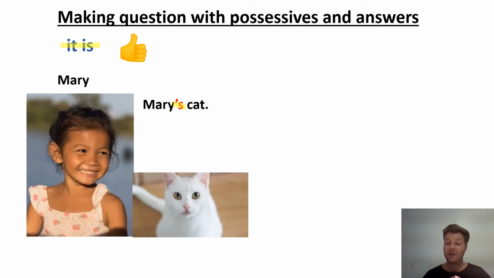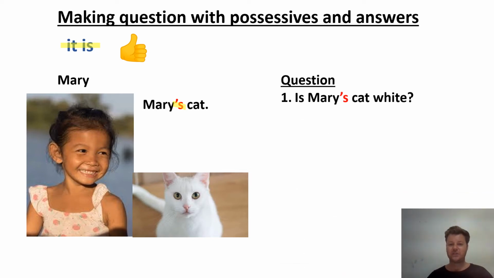Okay, so let's have a look, P1. Now we are going to make a question. So we're going to look at our pictures. We can see Mary. We can see a white cat. And now we are going to make a question. Let's look at number 1. We are using is to start our question. Is Mary's cat white? Is Mary's cat white? Let's look at the color of the cat.